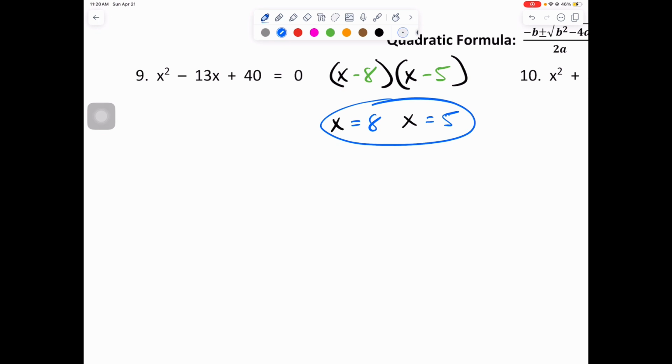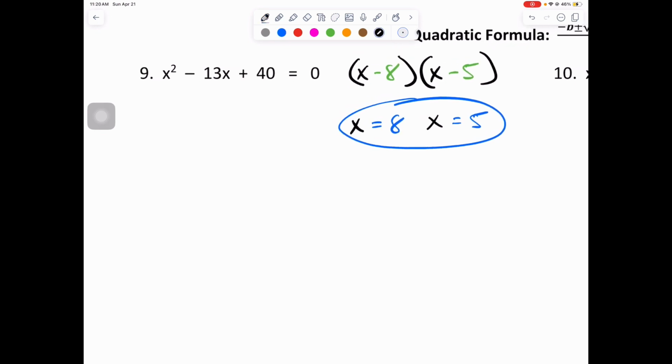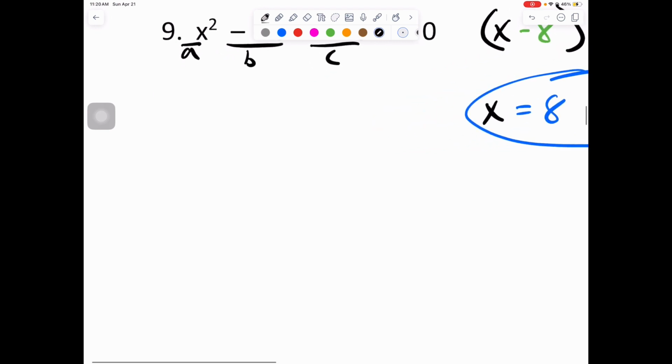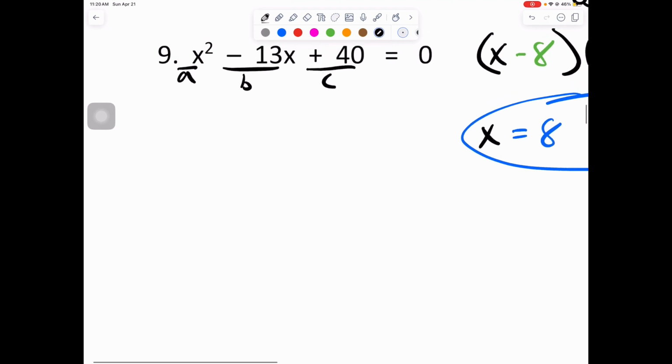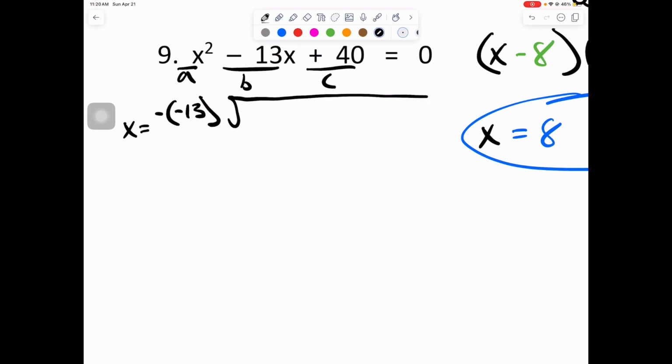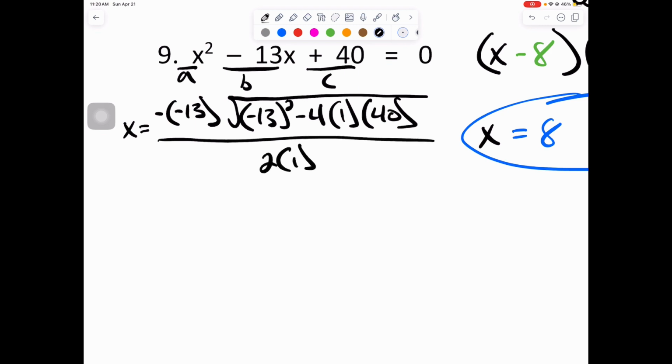I'll circle that answer, I'll set it and forget it, and I'll begin with the long way home. We have our A, our B, and our C. Let's plug and chug our quadratic formula away. We have our negative, open up, put in our B, which is negative 13. We will open our radical. Then it asks us to square our b value, minus 4 times our a of 1 times our c of 40, and we will set that over 2 times 1.